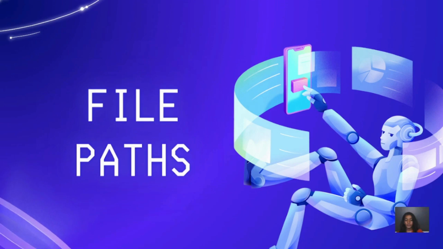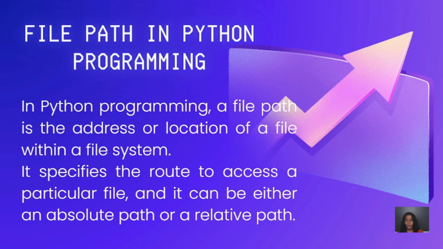File paths. In Python programming, a file path is the address or location of a file within a file system. It specifies the route to access a particular file, and it can be either an absolute path or a relative path.